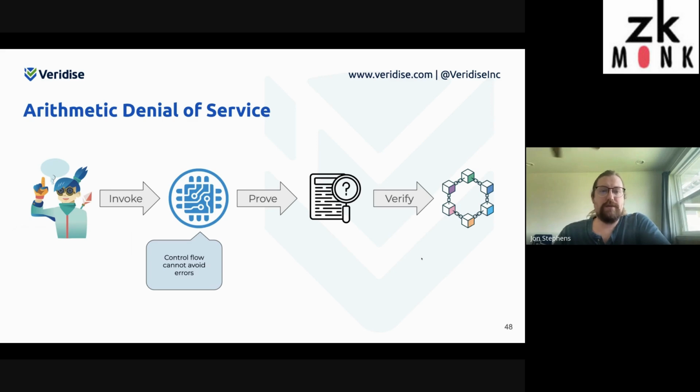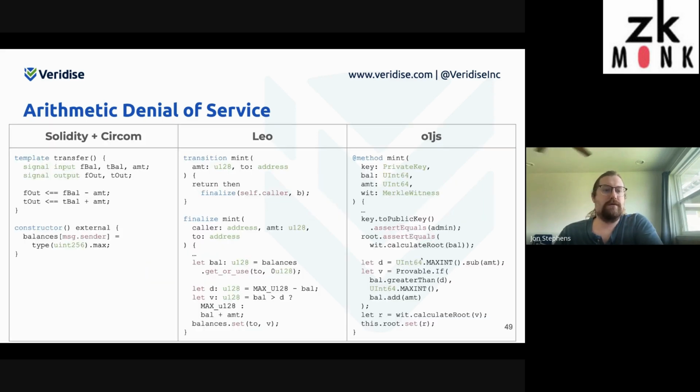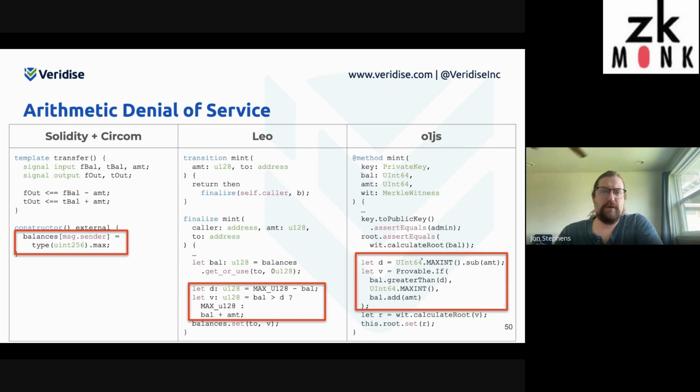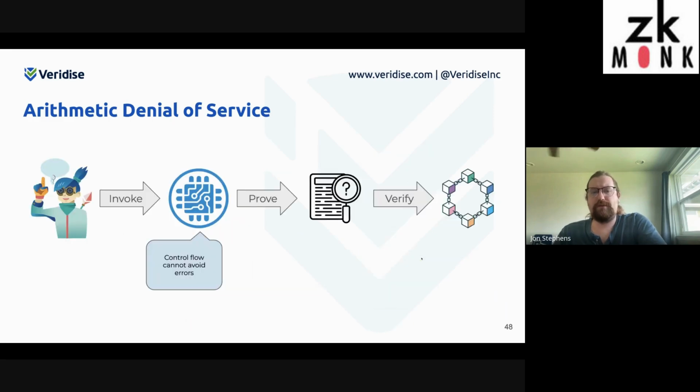So another type of denial of service that we see is a kind of control flow denial of service. This is related to the previous arithmetic denial of service. And really, I probably should have renamed this to something else, but it is still related. It's just that you don't have control flow to avoid errors.